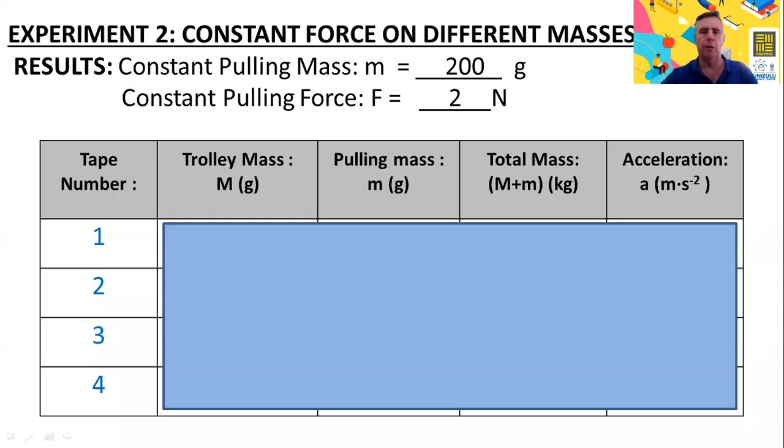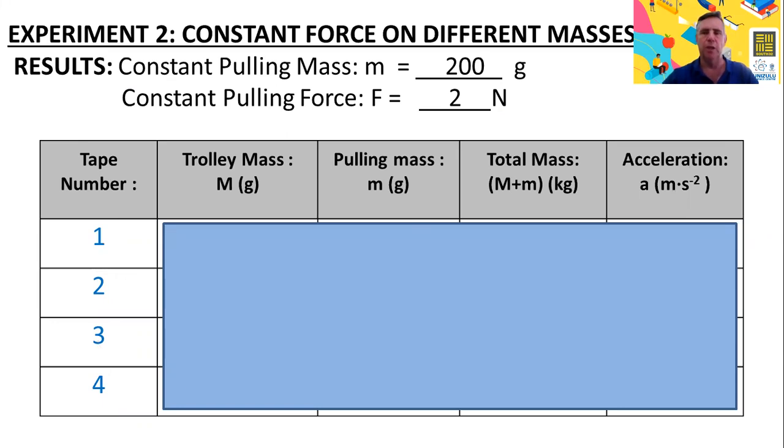So having seen the video of the second experiment, let's take the data down and let's draw the graph in our notes. So under our results, we put the constant pulling mass of 200 grams, which is equivalent to 2 newtons. Remember, we're just approximating g equal to 10 for this experiment to make it simpler. Again, that gets put on top of the table because it's constant and it's not going to change with the different repetitions of the experiment.